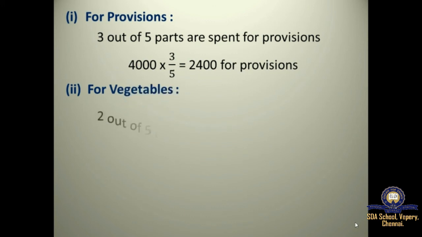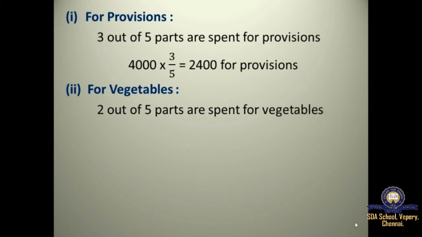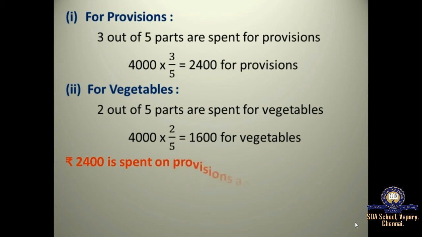The second one is you'll be finding it for vegetables. The remaining 2 out of 5 parts are spent for vegetables. So you'll be multiplying the value 2 by 5 with 4,000. When you cancel 4,000 in 5 tables, you'll be getting the answer 800. When you multiply 800 with 2, you'll be getting 1,600 for vegetables. So therefore rupees 2,400 is spent on provisions and rupees 1,600 is spent on vegetables.